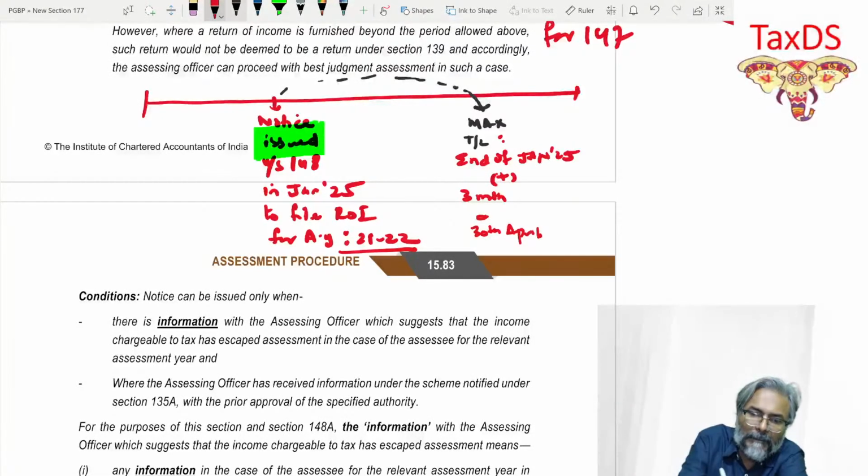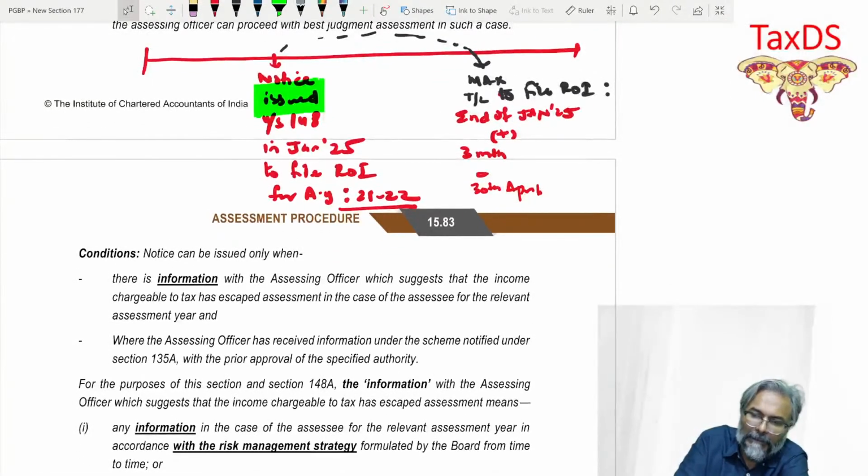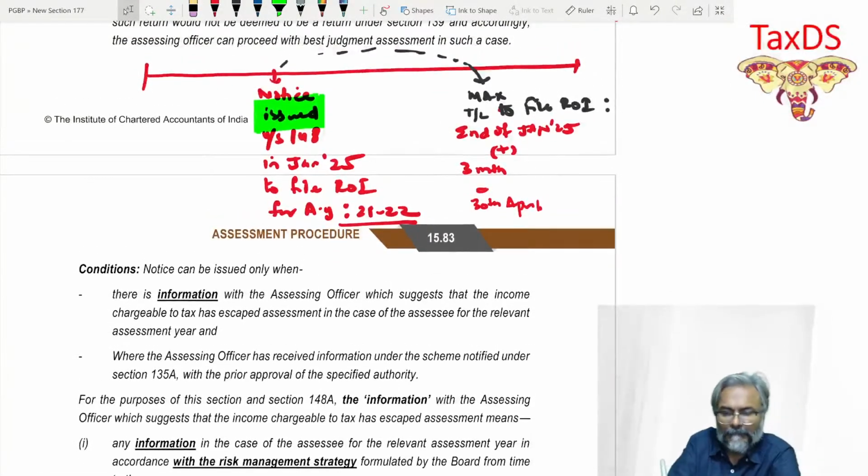So this is the maximum time limit to file the ROI, students. Maximum time limit to file the ROI. Please take a note of this one. So this is one of the amendments which has been there. Earlier it was not there. So this would be an MCQ based question, students.